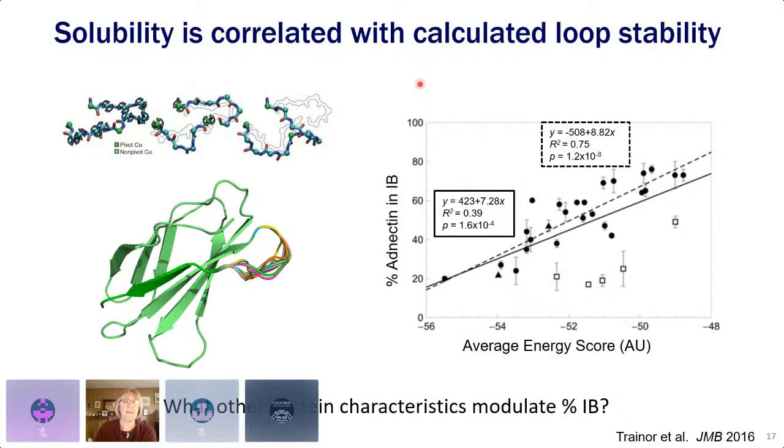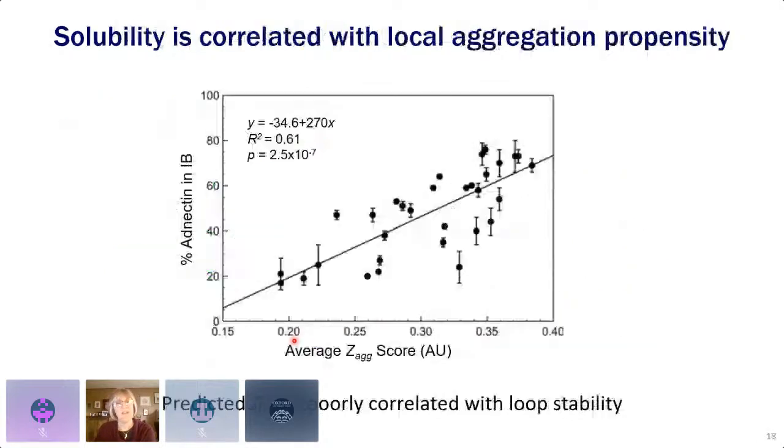But if we think about what else might modulate this, because we have a lot of scatter here, of course, the aggregation propensity comes to mind because of these gatekeepers. So we then looked at what aggregation predictors say. This is the Zaggregator score, an aggregation predictor from the Vendruscolo group. You can see that as the aggregation score increases, so increased aggregation propensity, more of the adnectin is in an inclusion body. So here we have a fairly decent correlation as well.